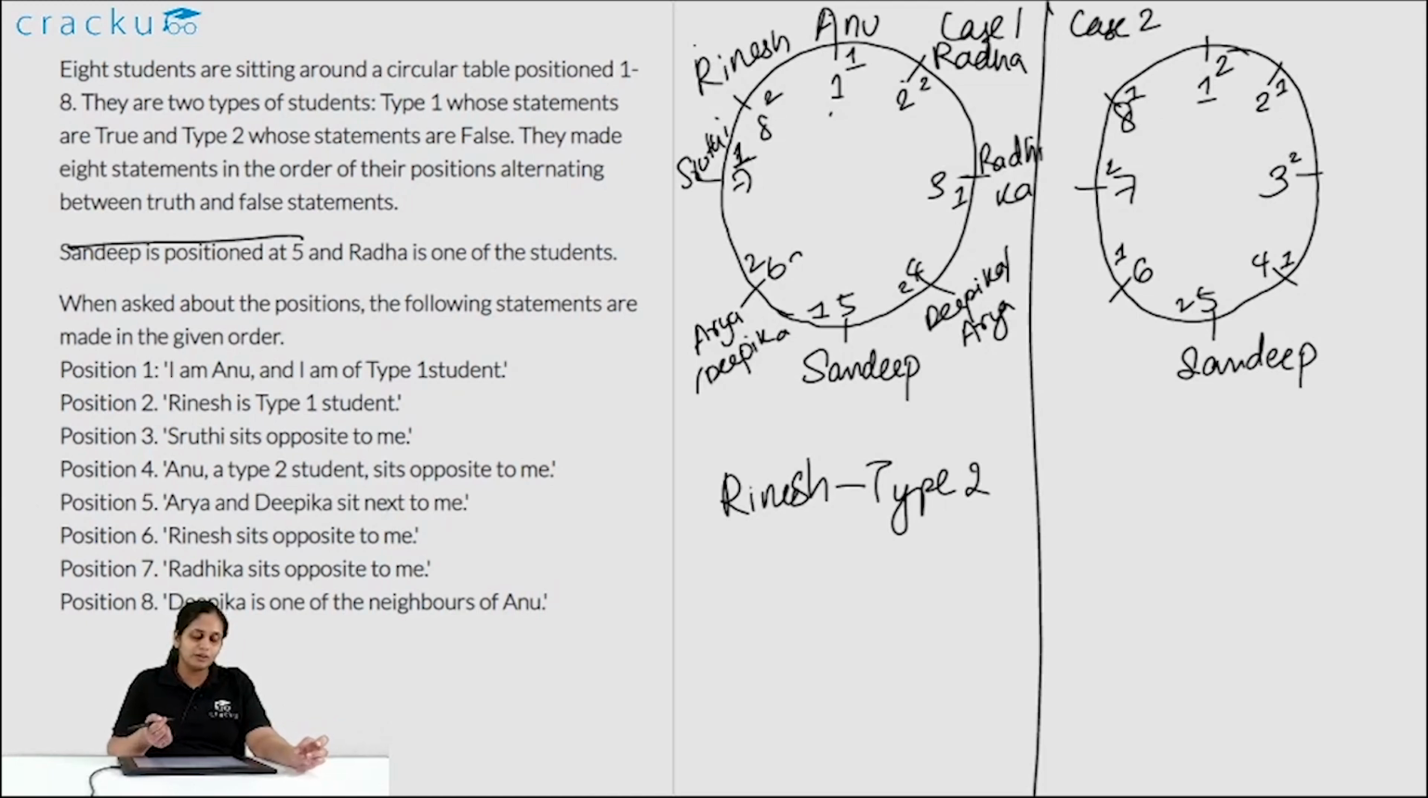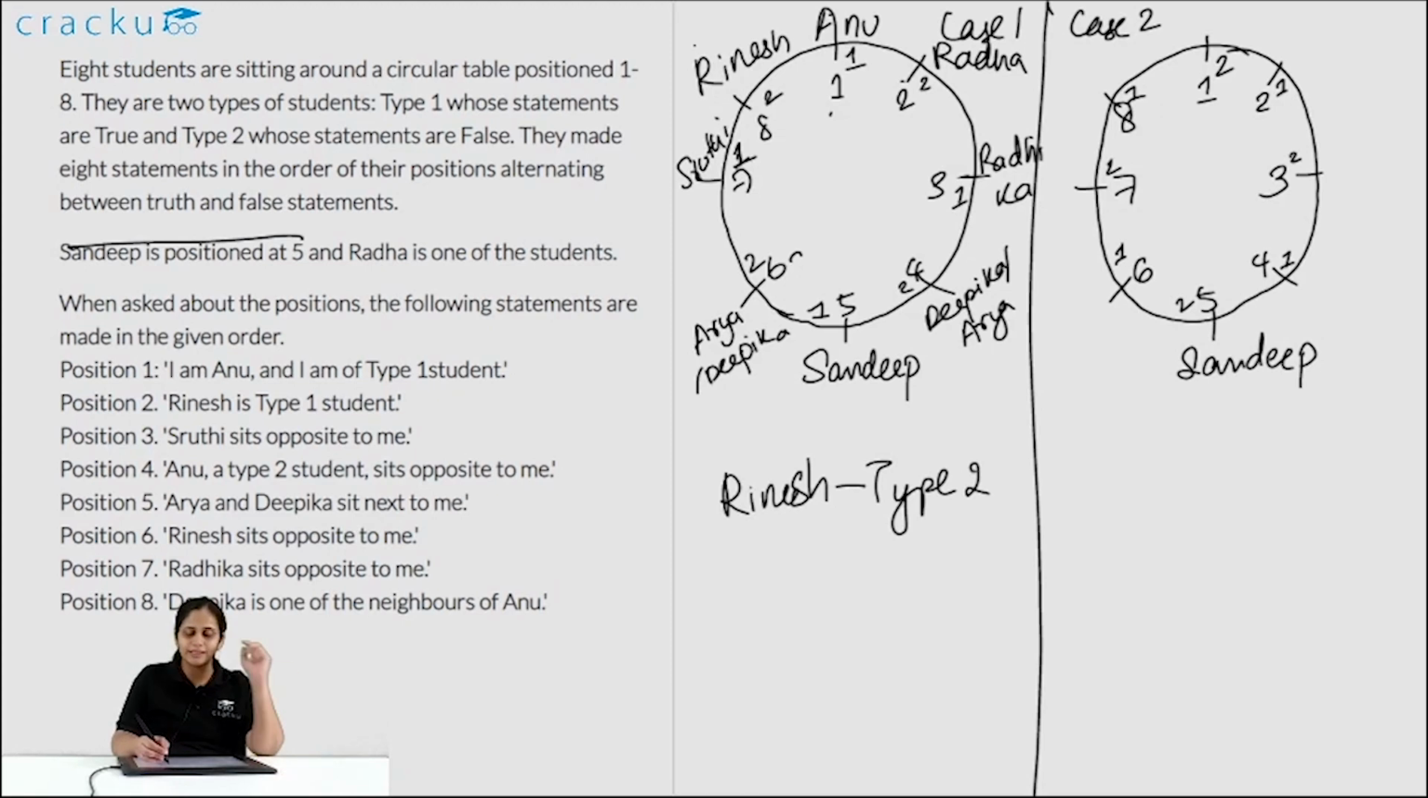So we start with the first position. I am Anu and I am a type 1 student. So this person is lying. So this is either not Anu or Anu is not a type 1 student. So one of the two would be a lie. It could be Anu, but she is a type 2 student. So you don't know which part of it is a lie. So we'll keep it for now.